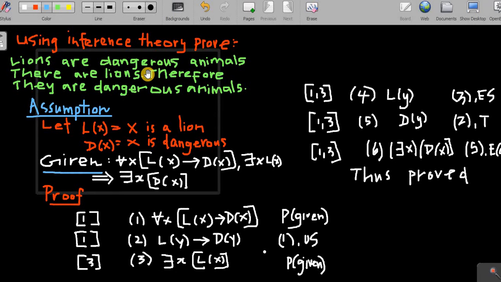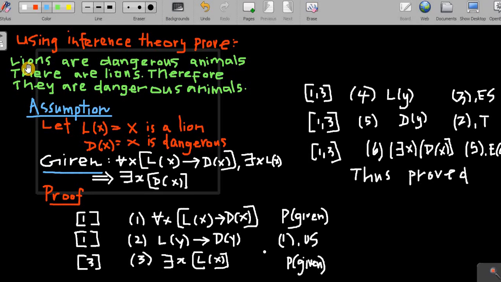So we can define L of X as X is a lion, and D of X as X is a dangerous animal. So we are making two logical predicates. The first one is L of X: X is a lion. The second one is D of X: X is a dangerous animal. When we assume like this, we can transform the given statements into logical structures.